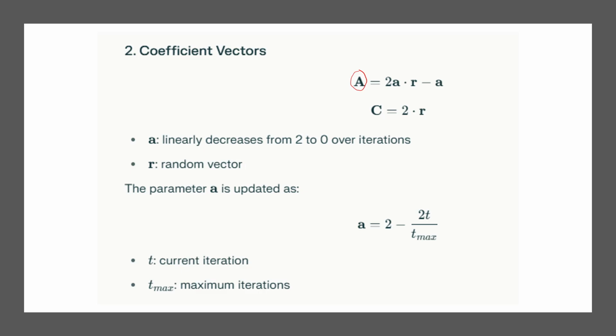So what is this small a? This is a small value which linearly decreases from 2 to 0 over iterations. For the first iteration, you will take the value of small a to be 2. Then in the next iteration, you take the value of small a to be 1.98, then 1.96, then 1.94, like this. Anyway, the value will be decreasing from 2 to 0 at each iteration.